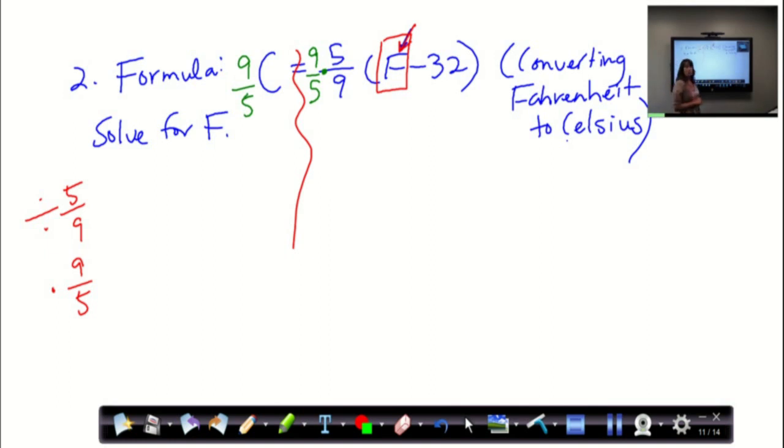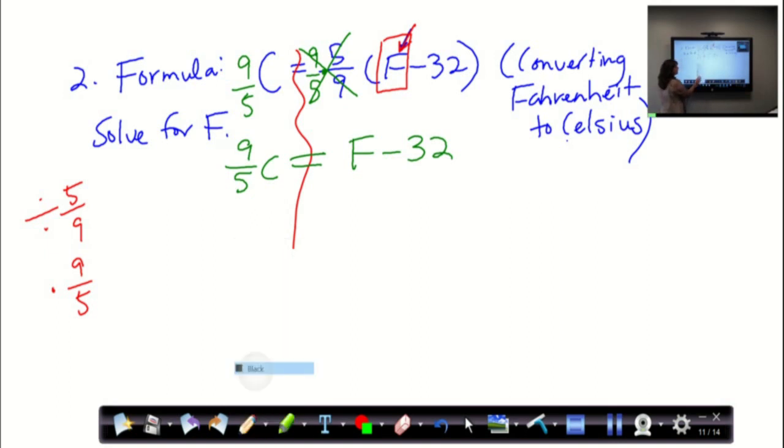Because remember, when you multiply fractions, what do you do? Absolutely, you cancel on those diagonals. So I'm going to cancel here, and I'm going to cancel here, and that will give me F minus 32. And on this side, I have a 9/5 C.